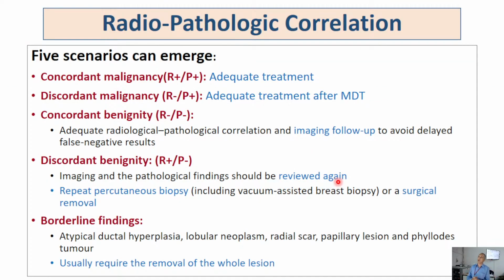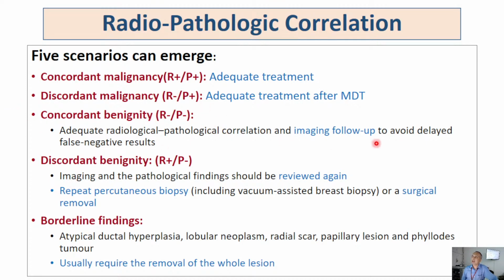and then the radio-path correlation. I'll give you five scenarios. You have concordant malignancy: radiology and pathology both indicate a malignant lesion, so you can go ahead and give adequate treatment. If there is a discordant malignancy where the pathology is clear cut, you can give adequate treatment after a brief multidisciplinary discussion, where the radiologists may say this is a pitfall where we may not be able to pick up these lesions.